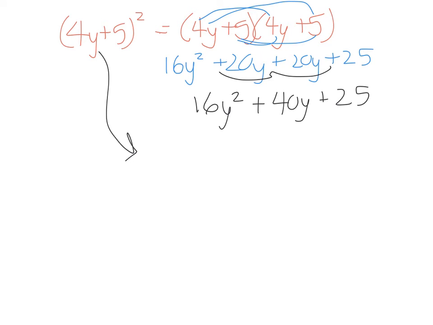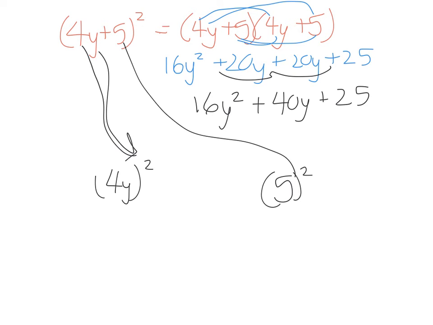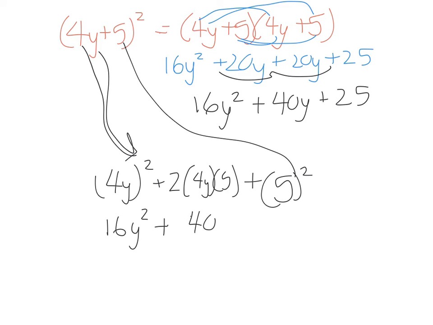Here's the shortcut. You will square the first term, so that 4y gets squared. You'll square the last term, so 5 is going to get squared. Then you will always multiply 2 times the first term times the last term, and that will give you the middle term. So that's 16y squared plus 2 times 4 is 8 times 5 is 40y plus 25.